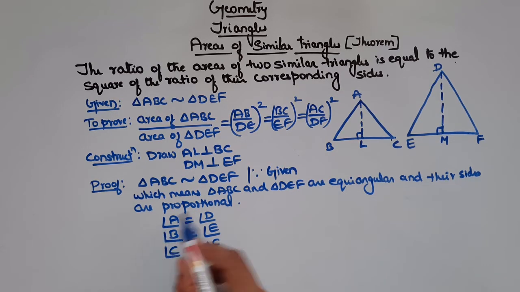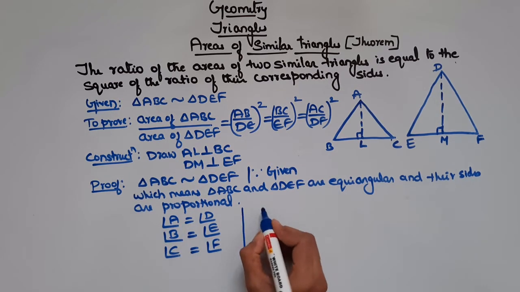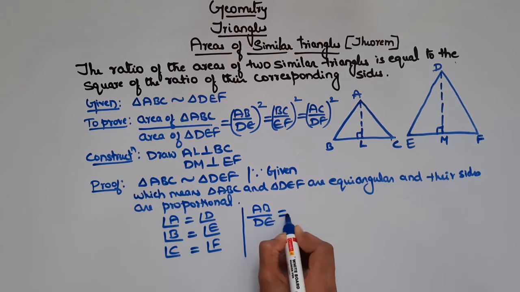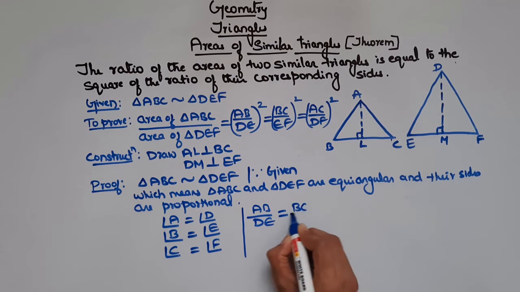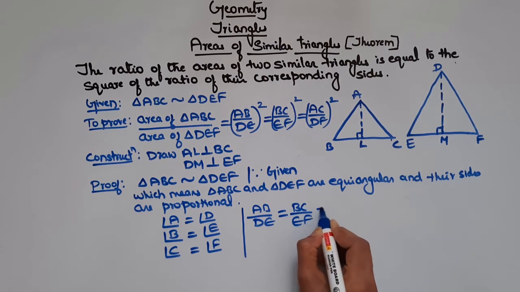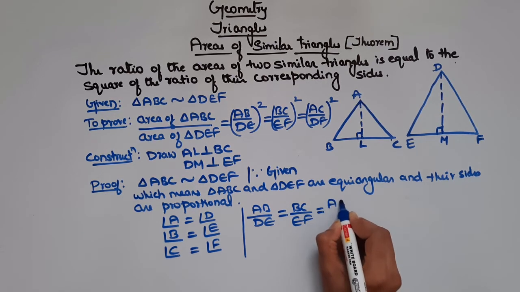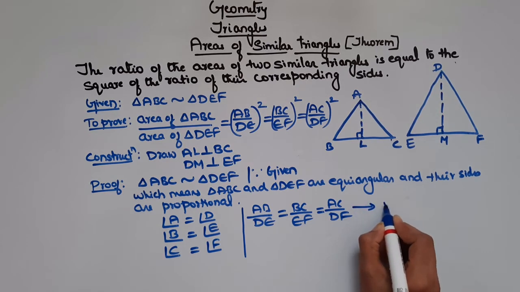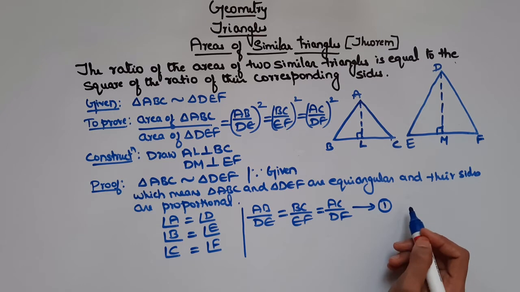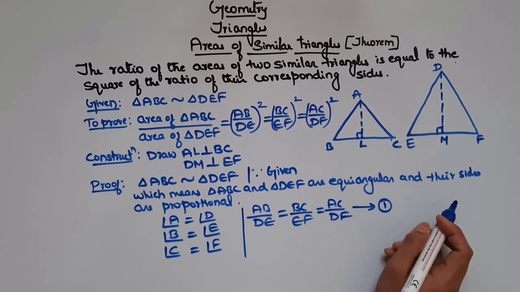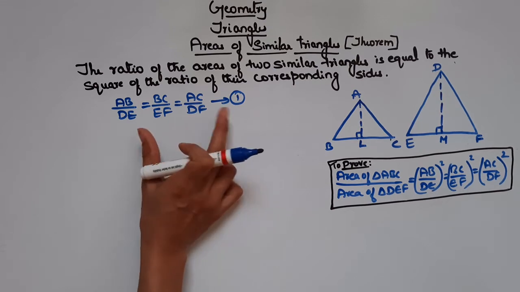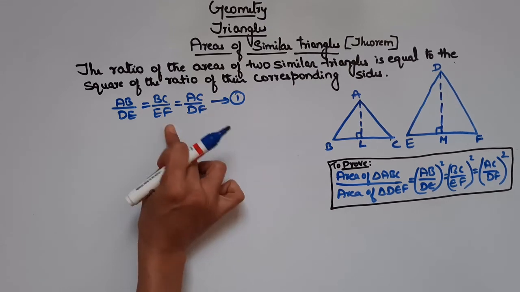And their sides are proportional, which means AB by DE is equal to BC by EF which is equal to AC by DF, right? Let's take this equation as 1. We will continue this, but before that, pause the video and note this down. So I have written the same equation, that is equation 1 here again.